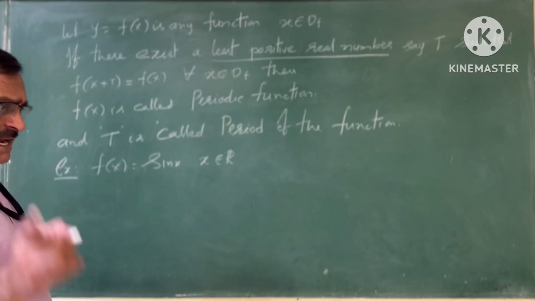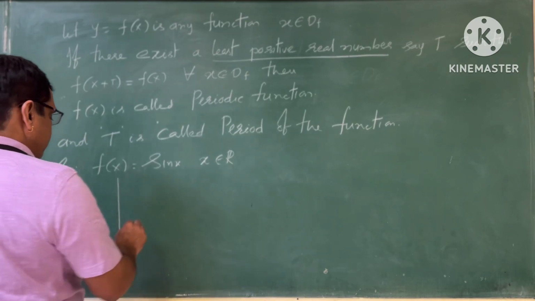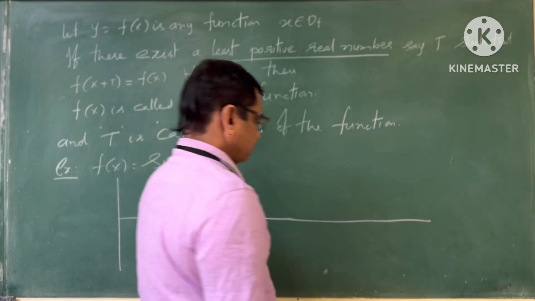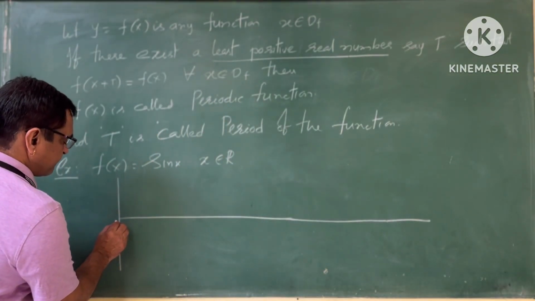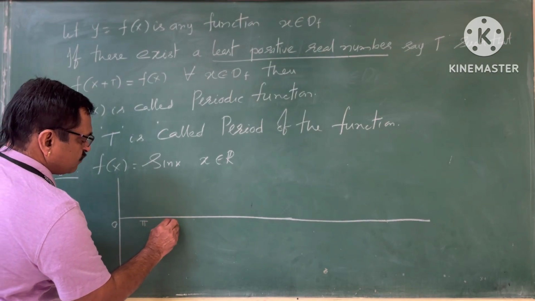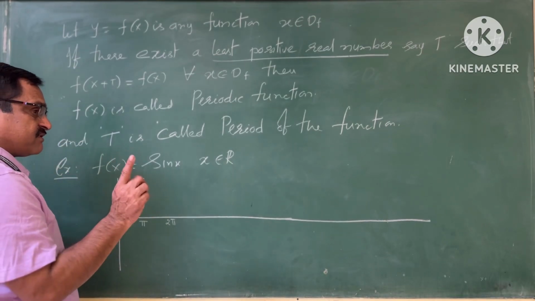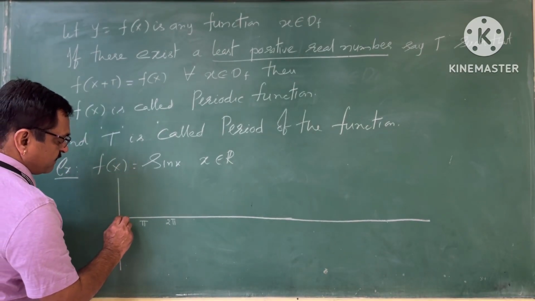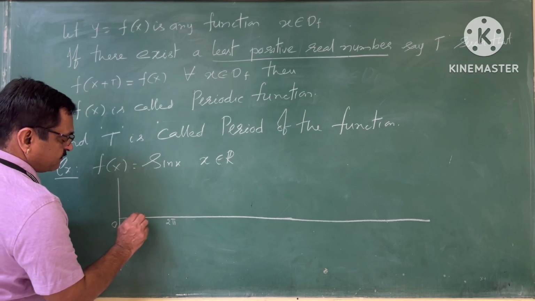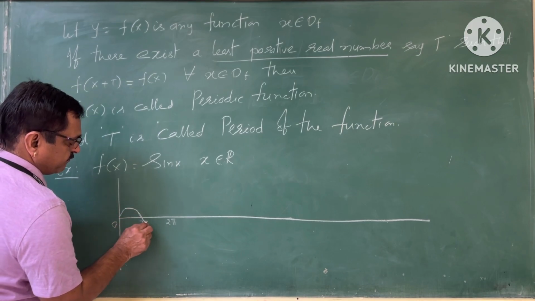Let us observe the graph of the sine function. This is 0, this is pi, this is 2 pi. Now I draw the graph of the sine function between 0 and pi. So between 0 and pi, it goes like this. At 0 it is 0, and at pi it is also 0.